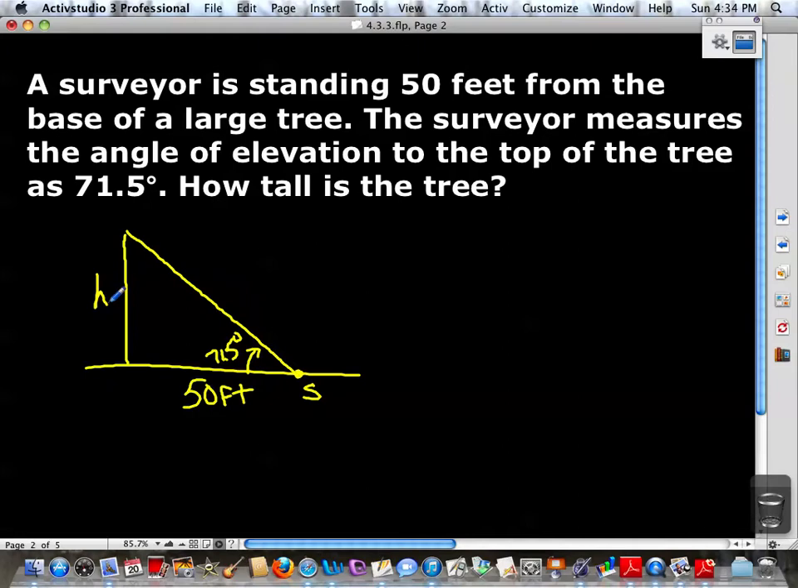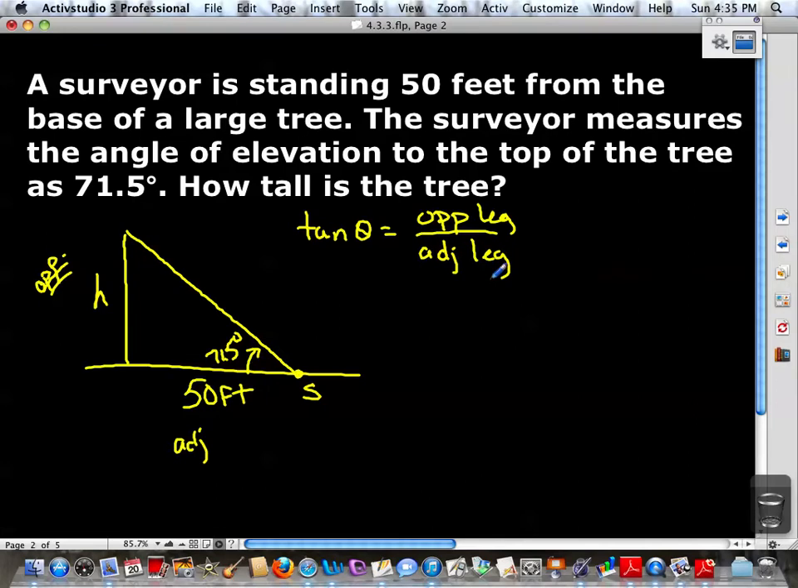So this goes back to our right triangle trigonometry. I have to use the angle that I'm using as my starting point, the 71.5. The side that I'm looking for, H, is the side that is opposite the angle that I know. The side that I know is adjacent. So if I'm using opposite and adjacent, remember that is the tangent of theta. It is the opposite leg divided by the adjacent leg.